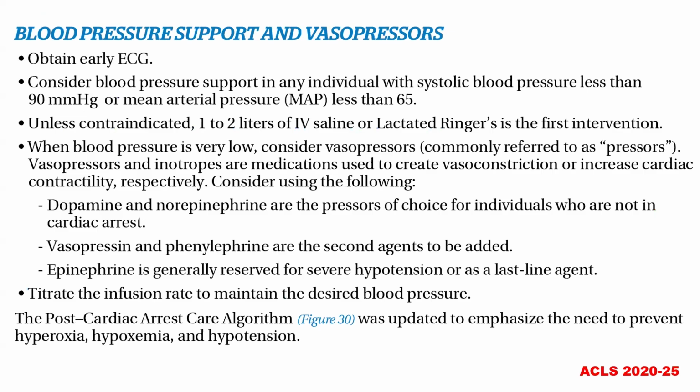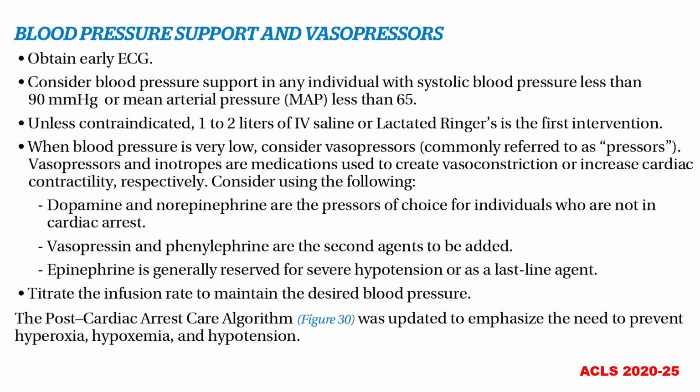Consider blood pressure support in any individual. For adults, systolic blood pressure less than 90 or MAP less than 65. Unless contraindicated, give IV fluids, either normal saline or lactated Ringer's. When blood pressure is very low, consider pressors. Vasopressors and inotropes are the medications to create vasoconstriction and increase cardiac contractility.